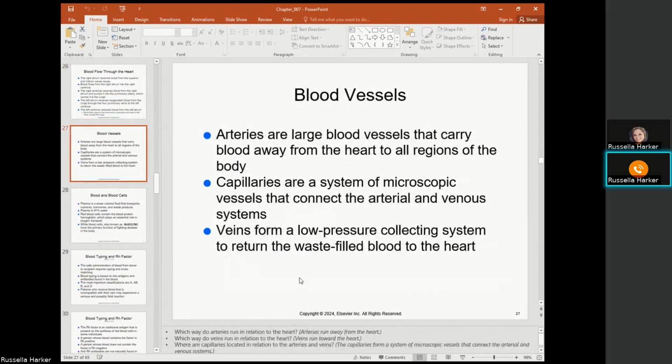And blood vessels. Arteries are large blood vessels that carry blood away from the heart to all the regions of the body. So remember, arteries, away. Arteries are always going to carry blood away from the heart. V for veins, they're always carrying blood to the heart. So veins are carrying blood to the heart. Arteries are carrying blood away from the heart. And then capillaries are a system of microscopic vessels that connect the arterial and venous systems. So capillaries are just kind of hanging out in between, connecting those two systems.